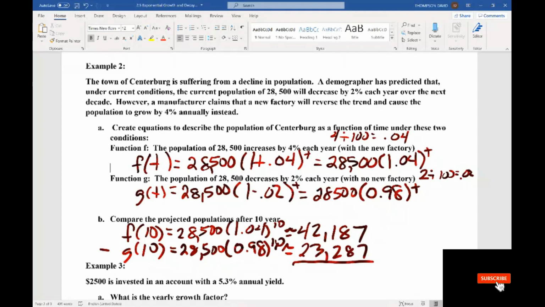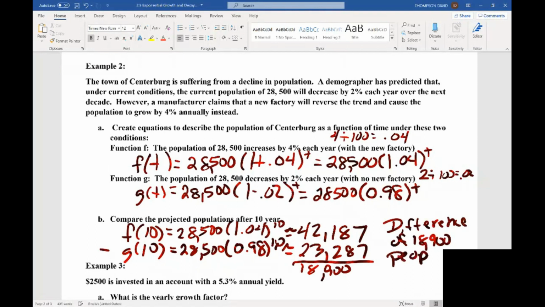We'll subtract the two answers to get the difference. So when we subtract them, there's a difference of 18,900 people. So this shows you how to compare the projection of if the population increases versus decreases.